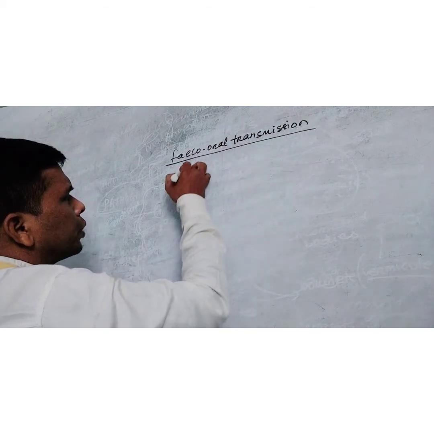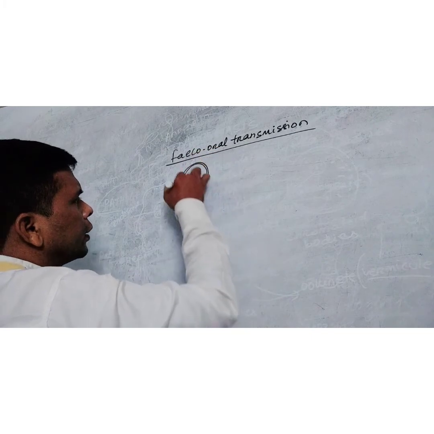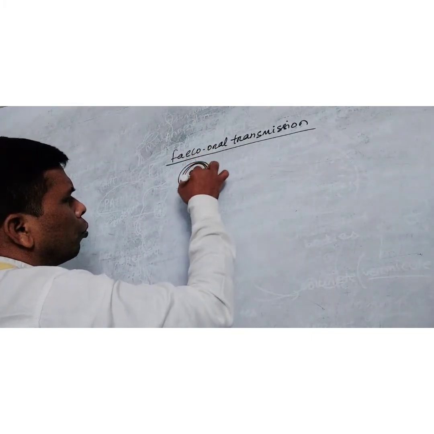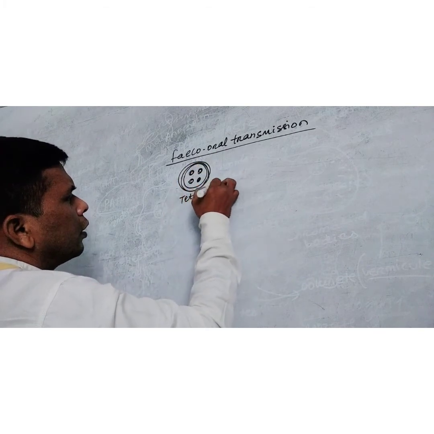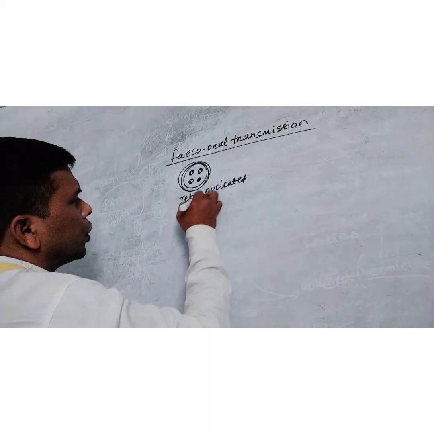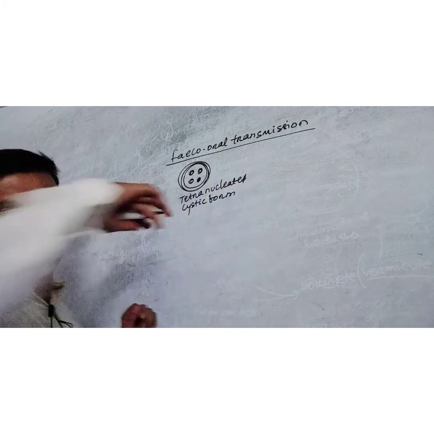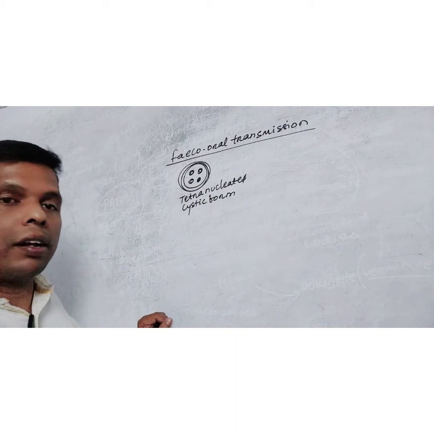The infective stage is the tetranucleated cystic form. It is the cystic form. Four nuclei are found, so it is tetranucleated cystic form. Okay, this is the infective stage of Entamoeba histolytica.